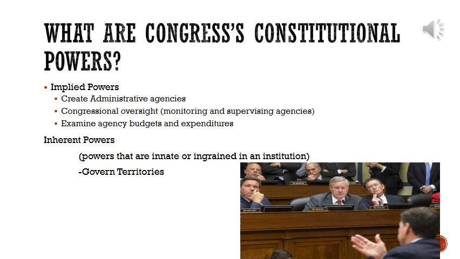So let's take a look at some more powers that Congress has. Let's take a look at implied powers. Implied powers means that it's not actually stated in the Constitution. It's just more of a suggestion. So they can create administrative agencies. They can create new departments. Back in 2002, in the wake of September 11th, Congress authorized the creation of the Department of Homeland Security, giving the president another secretary and another agency to help protect the homeland. Congress can create those. Congress can even take away agencies as well, or switch around agencies.